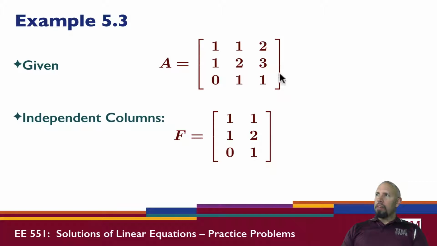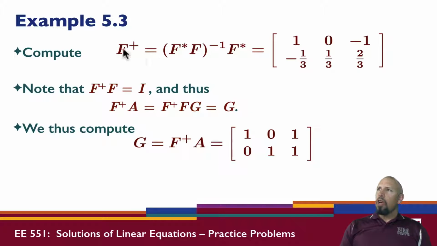All right, now given this matrix, we see that these 2 columns are independent. So I formed this matrix. I can show that this column is the sum of these 2 previous columns, so it is dependent. So I choose just the independent columns to form my matrix F. This matrix F spans the range of A. The range of F is equal to the range of A. We now take the pseudo-inverse of this matrix using this formula, and we get this quantity. Note that F pseudo-inverse times F is equal to I in this case, actually the 2 by 2 identity.